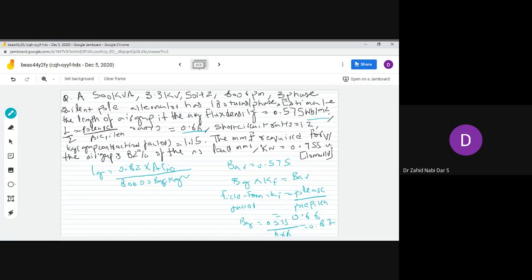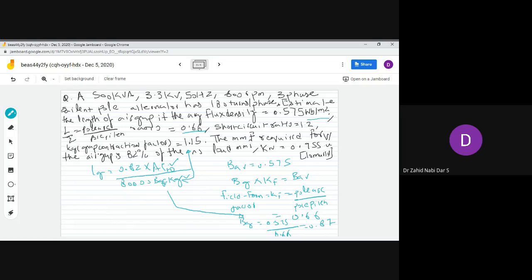How much are you getting, Manohar? 0.8742, sir. Just 0.87, very good. So now the kg value is there. Kg is given over there, it is 1.15. BG you just now calculated, so now you require only this value, the ampere turns.